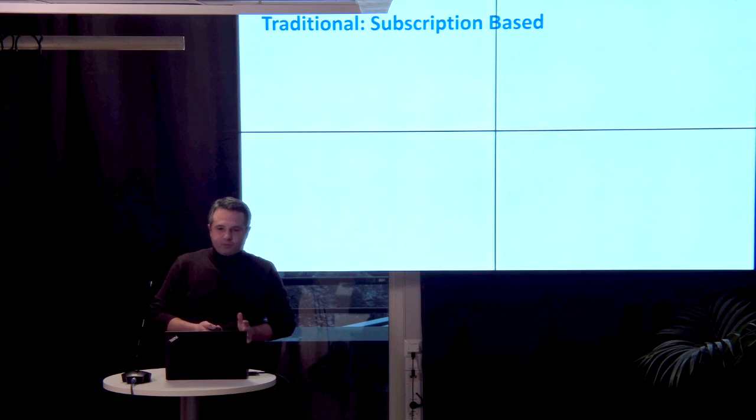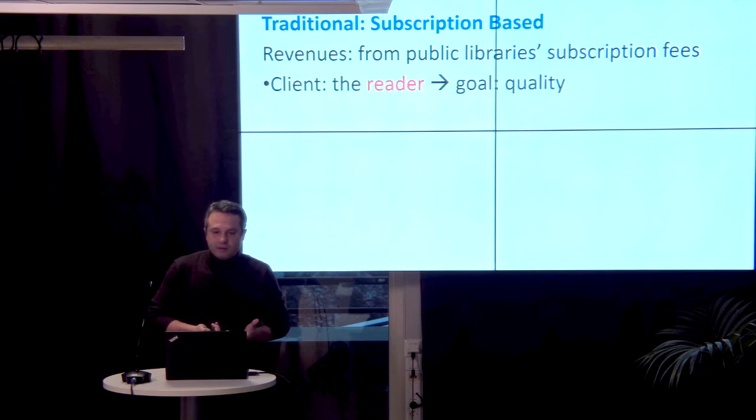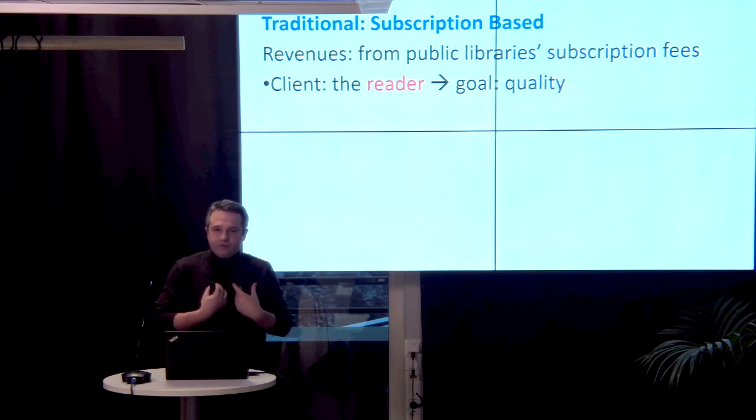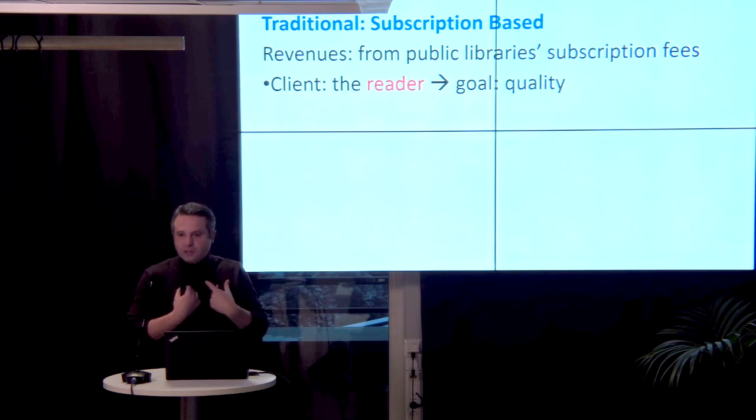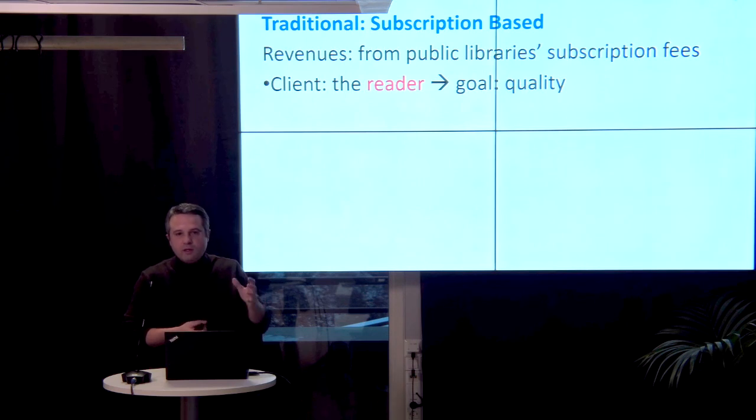In the subscription-based model, the revenues come from subscription fees of public libraries. Who is the client in this model? The client is the reader. Because we subscribe to a journal, we buy a journal, because we think that the content is of good quality. I will not subscribe to a journal that I believe is not good quality, right? So in this system, the client is the reader, and the goal is to read good stuff. I subscribe to a journal if I can read good things.